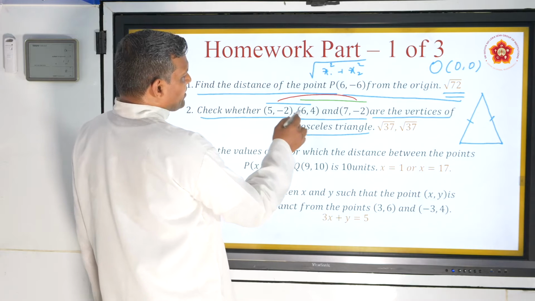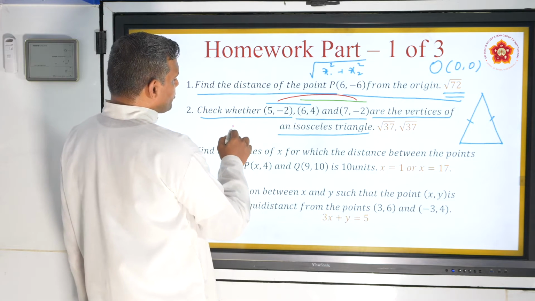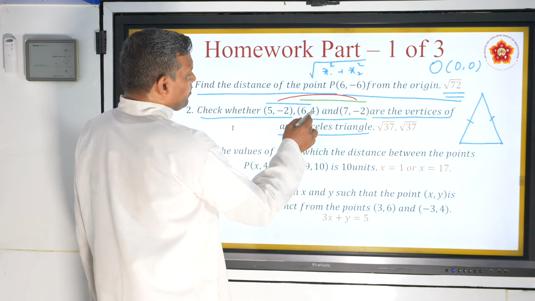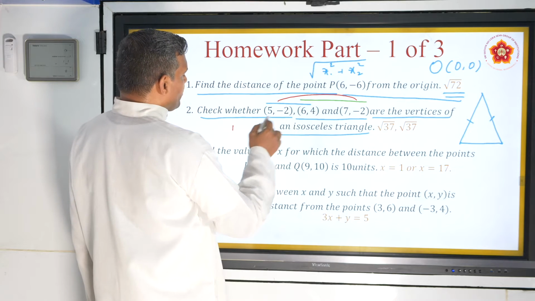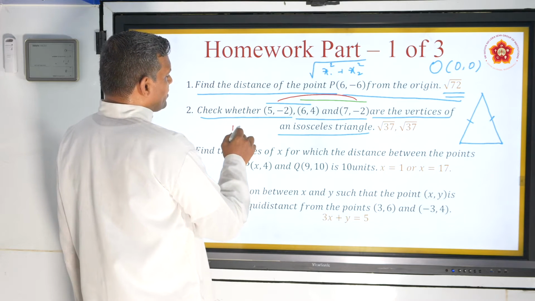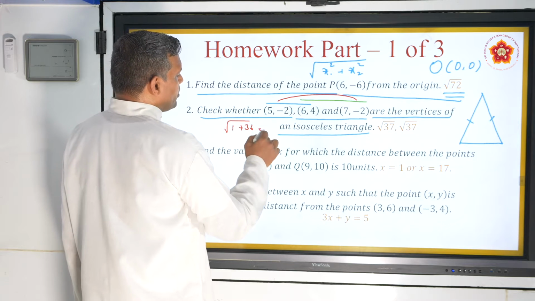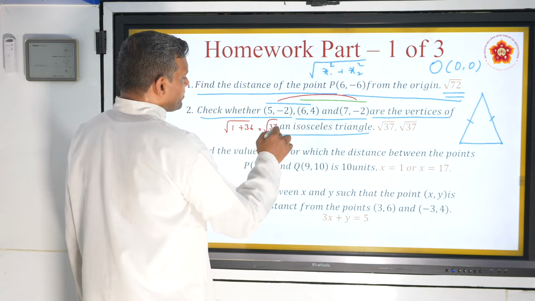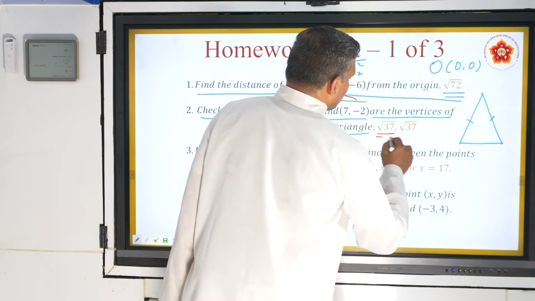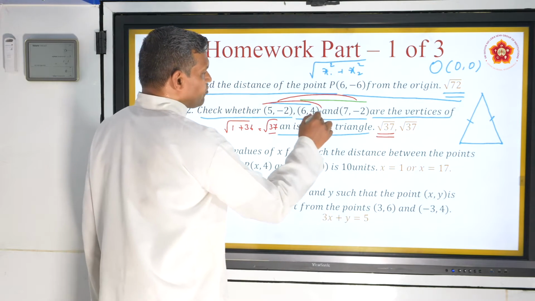So now x2 minus x1: 6 minus 5 is equal to 1, whole square, that is equal to 1. 4 minus of -2 is plus 2, 4 plus 2 is equal to 6. So 6 square is equal to 36, plus 1 under square root, which gives you square root of 37. So one answer you got, square root of 37, that is the distance between these two points.